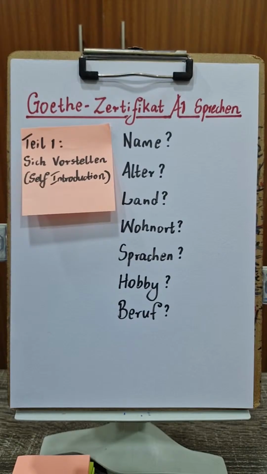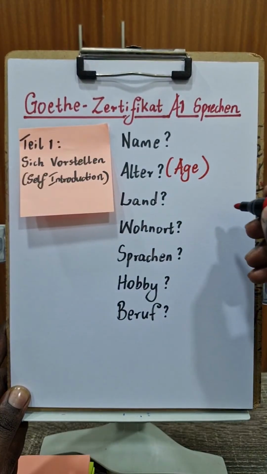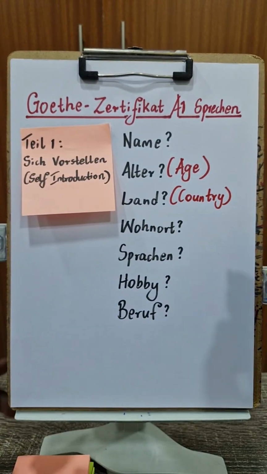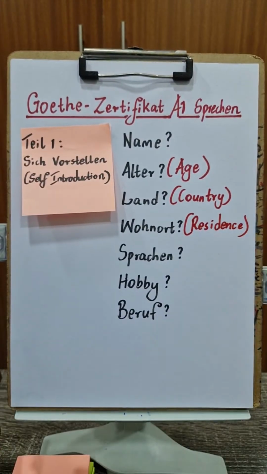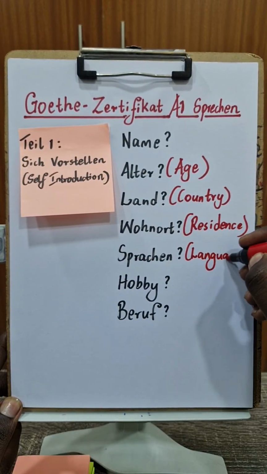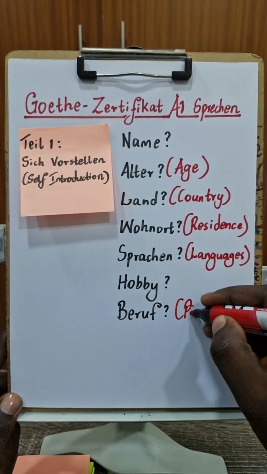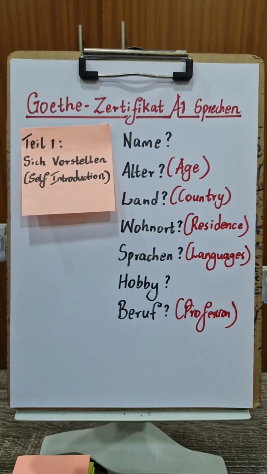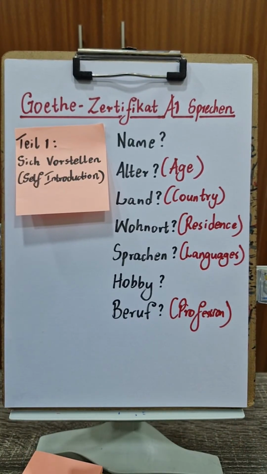So Name is simply your name. Alter, now this is the age. Land is the country. You will state where you come from. Wohnort, the residence where you stay. Sprachen refers to the languages that you speak. Hobby, Beruf. Beruf now is your profession or your job. So these are the information they will need in this particular part. Let's go ahead and see how to answer each and every one of these details.